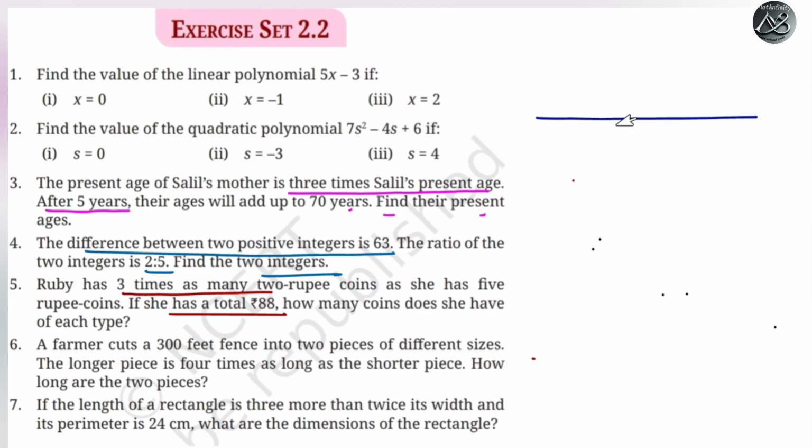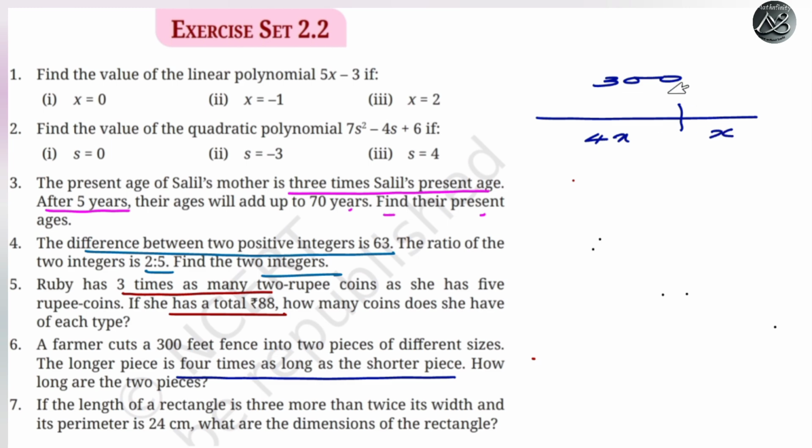And he cut it into 2 different sizes. ഒരെണ്ണം ഒരു ലോങ്ങർ സൈസും ഒരെണ്ണം ഒരു ഷോർട്ടർ സൈസുമായിട്ട്. ടോട്ടൽ ലെങ്ത് എന്ന് പറയുന്നത് 300 feet ആണ്. അപ്പൊ അതിനെ 2 പാർട്സ് ആയിട്ട് ഡിവൈഡ് ചെയ്തു. And it is given that the longer piece is 4 times as long as the shorter piece. ഷോർട്ടർ പീസ് എത്രയാണോ ഉള്ളത് അതിന്റെ 4 times ആണ് ലോങ്ങർ പീസ്. അപ്പൊ ഷോർട്ടർ പീസിനെ നമ്മൾ എന്തായിട്ട് എടുക്കുന്നു? Let x be the length of the shorter piece, then 4x be the length of the longer piece.